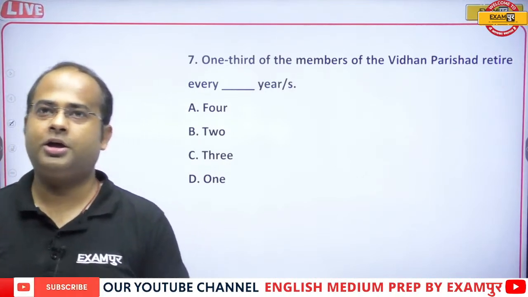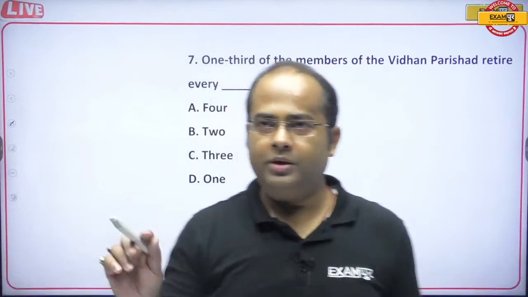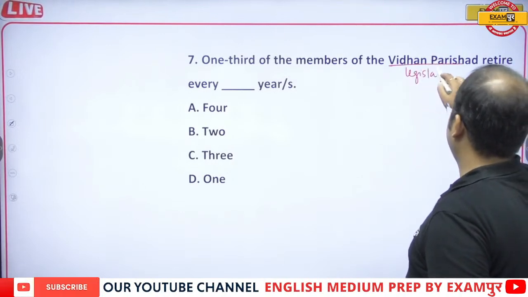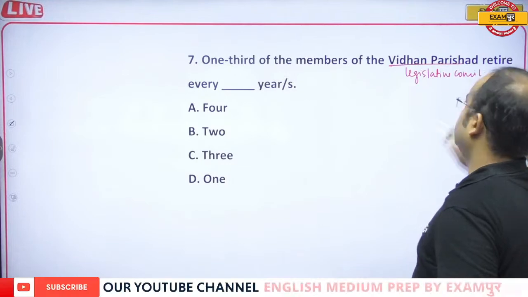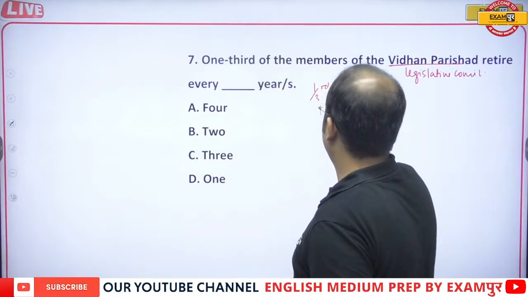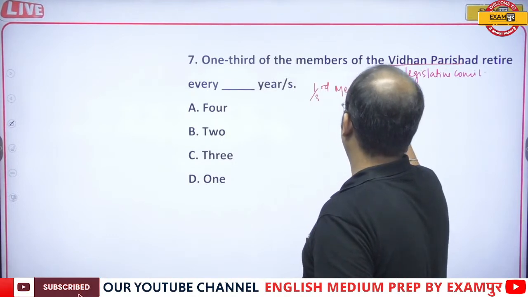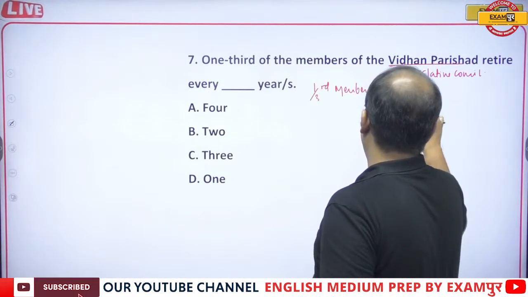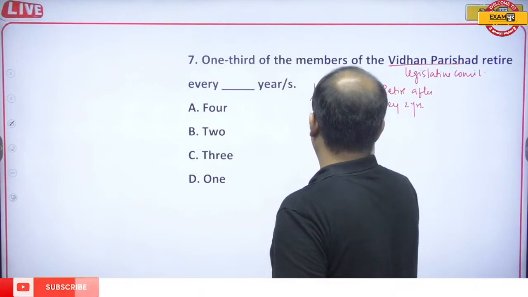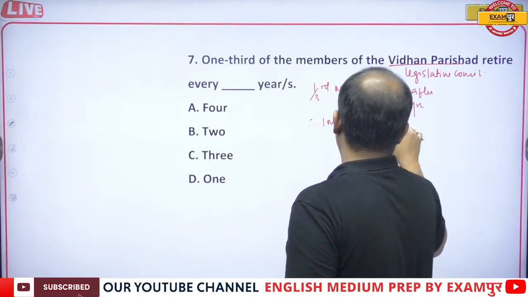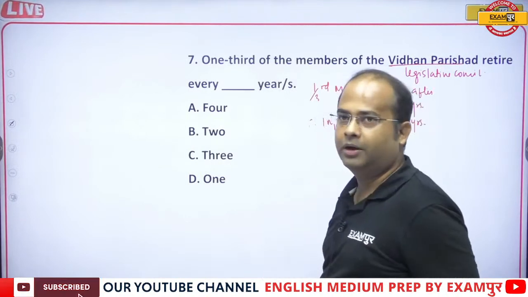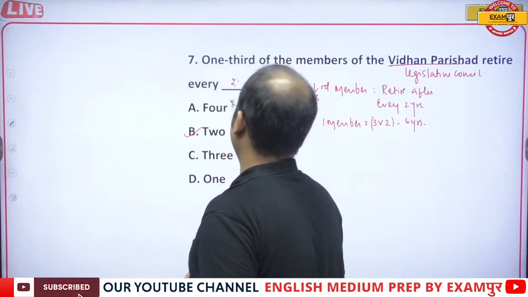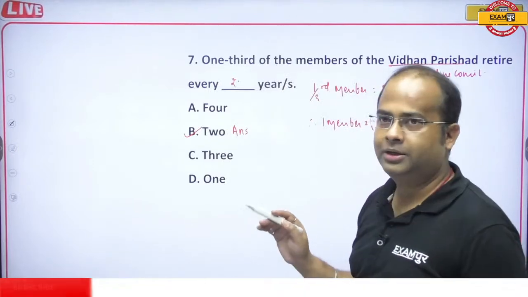Okay, Mr. Putin Chandrasekhar, very good. That is a very easy question. Vidhan Parishad is the Legislative Council. So 1/3 of the members retire after every 2 years. So the term of one member is equal to 3 into 2, that is 6 years. Definitely it is retired after every 2 years. So the correct answer will be option B.